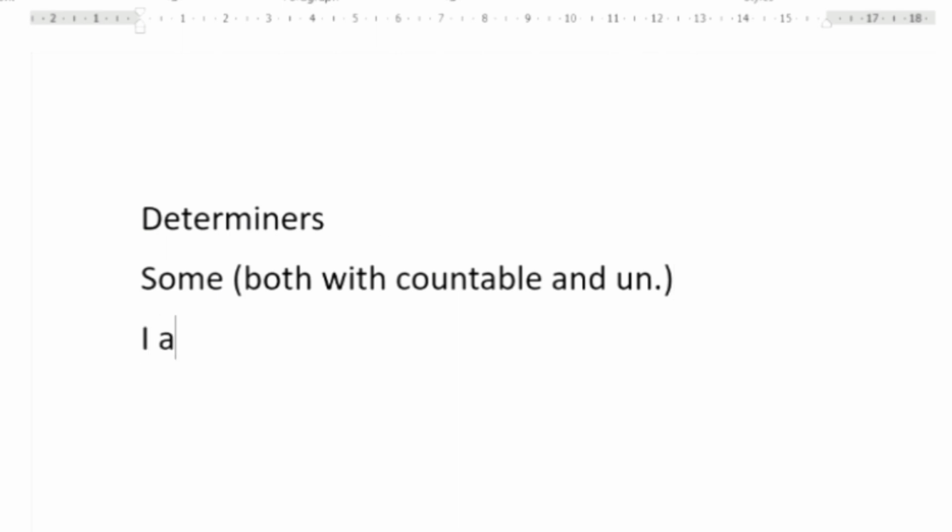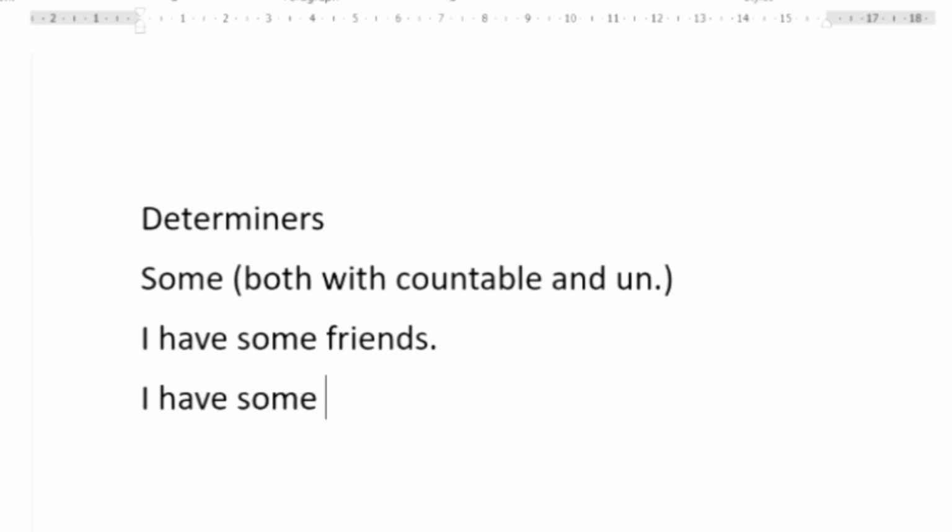Like for example, I have some friends. Now friends over here is a countable noun. I can use some with countable nouns. I can use some with uncountable nouns. For example, I have some rice. So some can be used with both countable and uncountable nouns, and they are basically used in affirmative or positive sentences. By positive sentence, I mean no not, never.